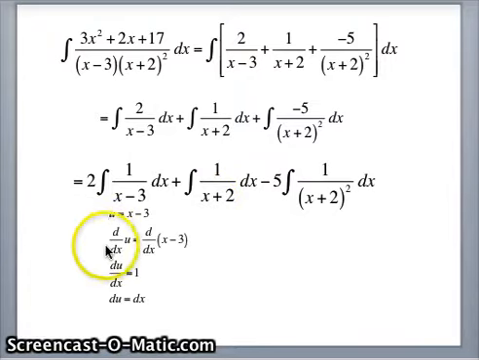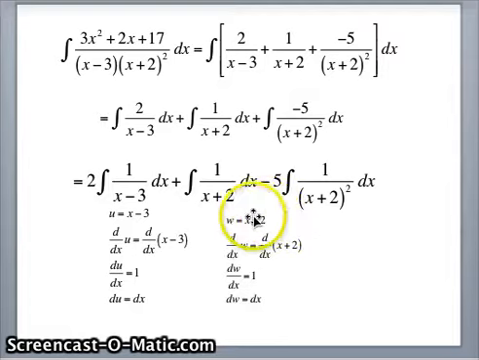So if u is x minus 3, the derivative with respect to x of u is the derivative with respect to x of x minus 3. du dx is 1, du equals dx. So this will become 1 over u du. On the other side, w equals x plus 2, notice that'll work for both of these. The derivative with respect to x of w is the derivative with respect to x of x plus 2. So dw dx is 1 and dw equals dx. So this will be 1 over w dw. This will be minus 5, 1 over w squared dw.